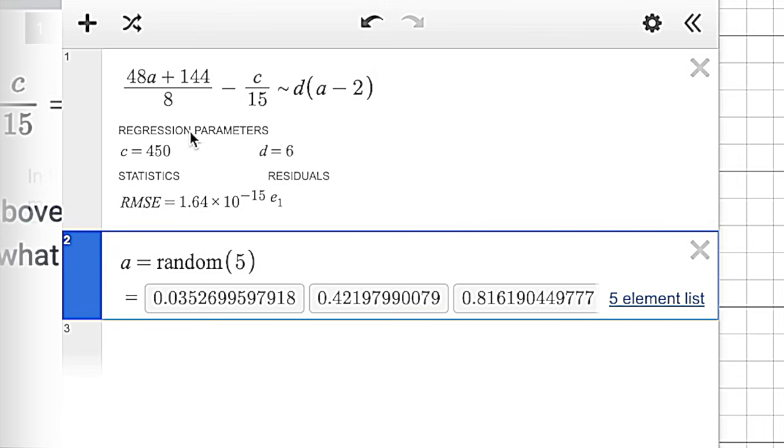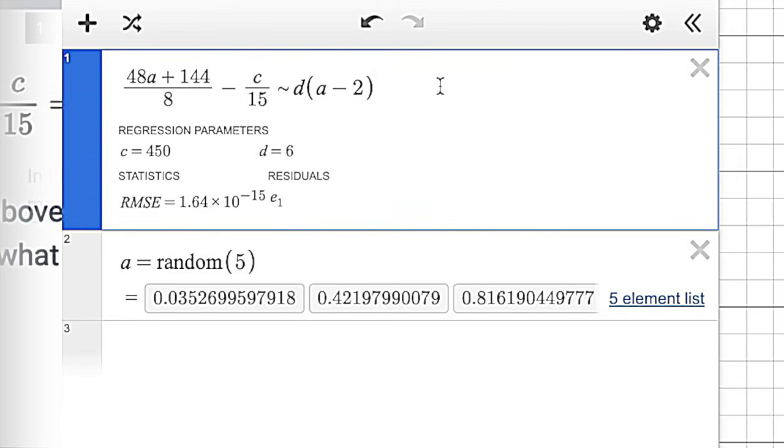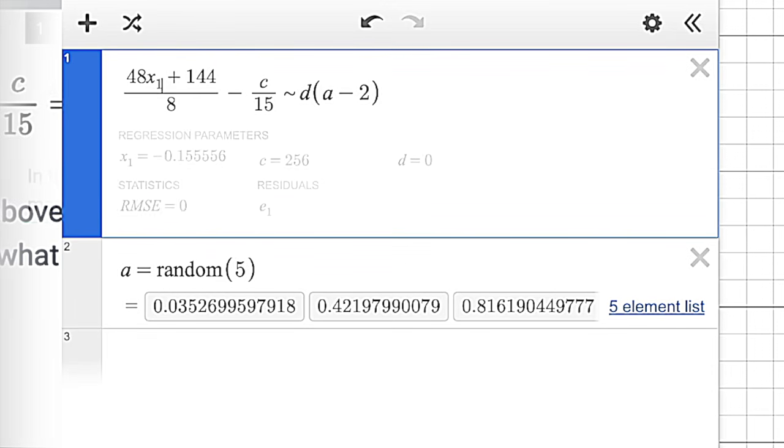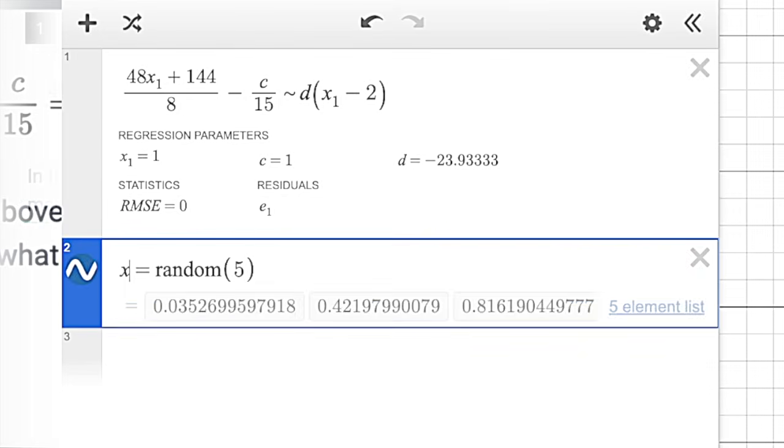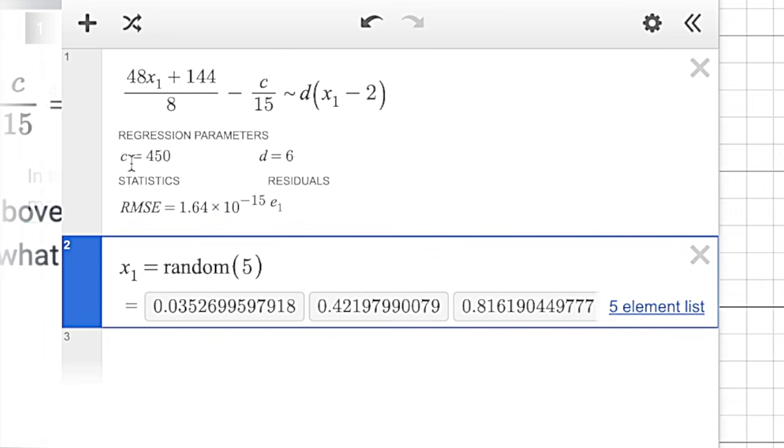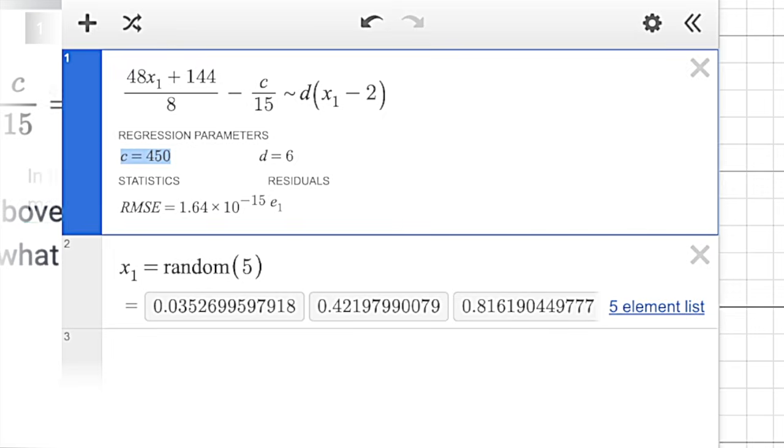And then because we already have constants here, if you're scared that you're going to mix stuff up, you could change your A's to X sub 1s so you don't lose track of your X's. Then you just want to make sure that your X sub 1 is equal to that random 5. And again, it'll give us our answer, which is 450.